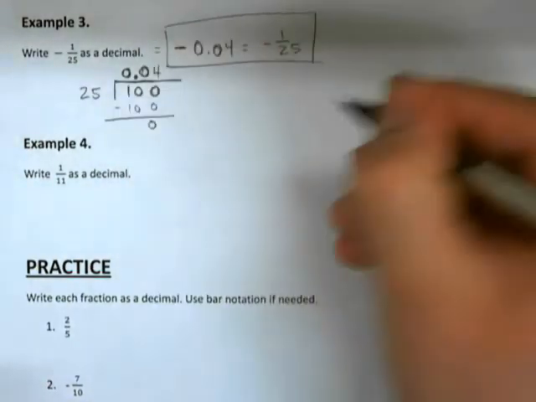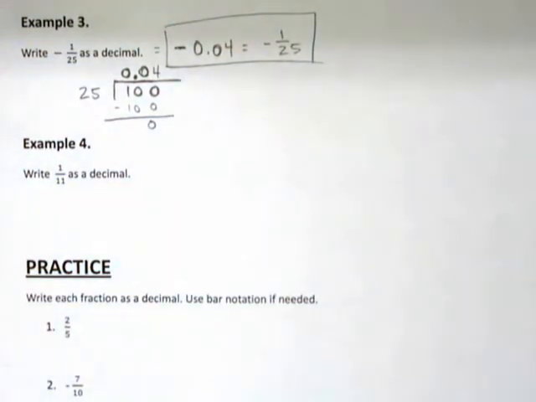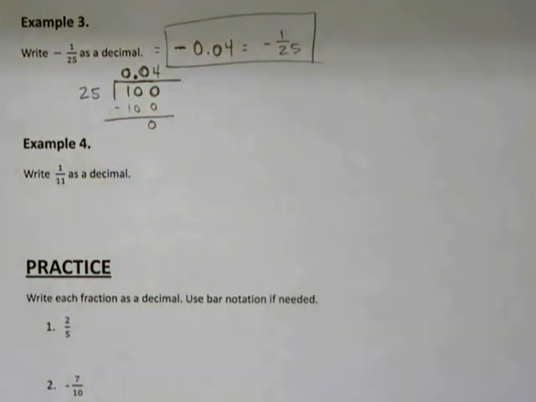Okay, so we're just showing we know how to change the fraction to a decimal, and we're using simple division techniques to do that. Okay, last example. Let's go through this one real quick. It says write 1/11 as a decimal.